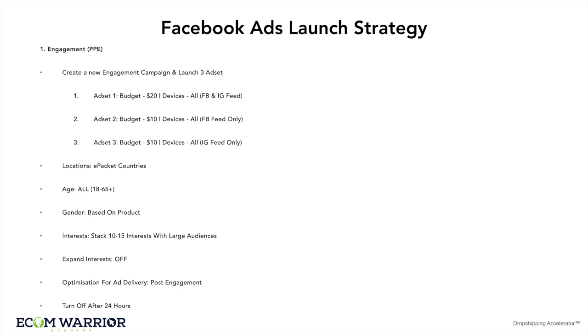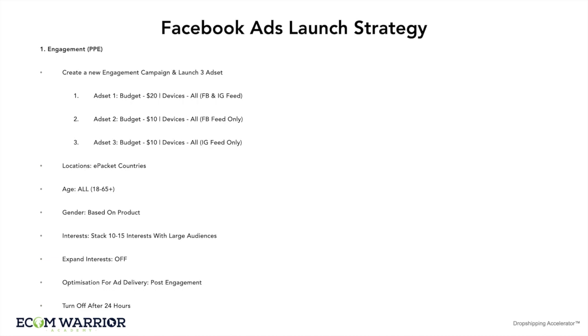So just a quick recap: for ad set number 1, a budget of $20, and the placements for that ad set are going to be both Facebook and Instagram feeds. For ad set number 2, $10, Facebook feed only, and for ad set number 3, $10, Instagram feed only. For the engagement campaign, for the locations, you want to focus on e-packet countries. For the age, select all, so keep it very broad, 18 to 65 plus.